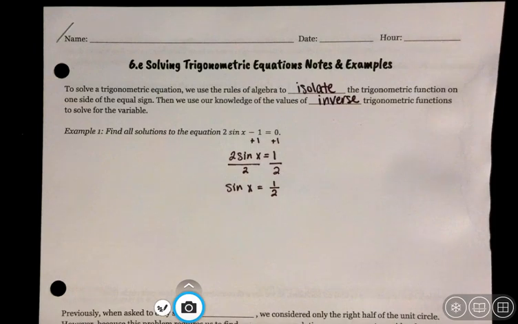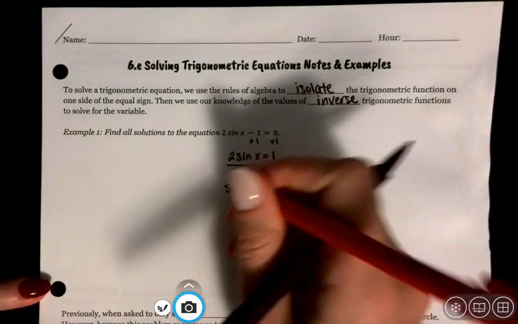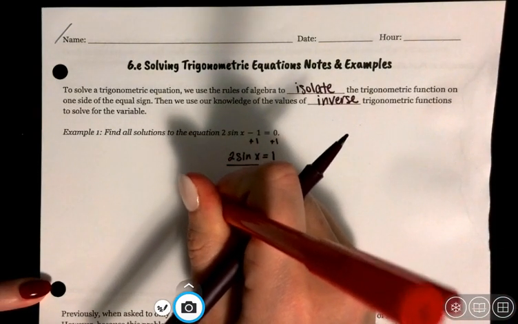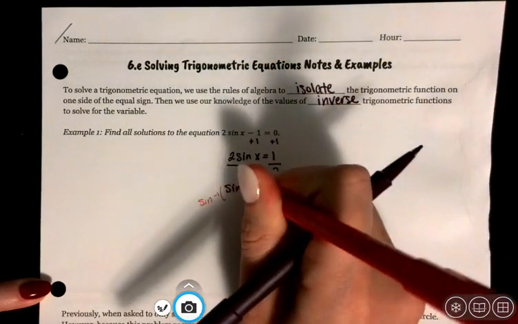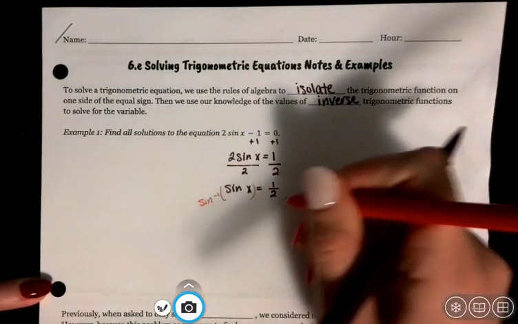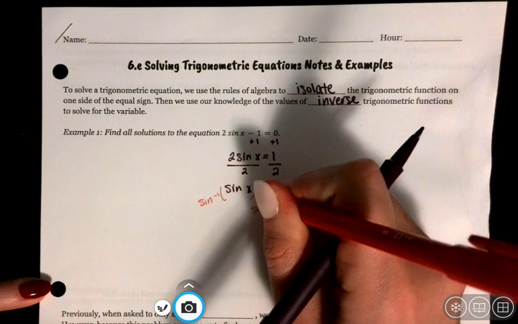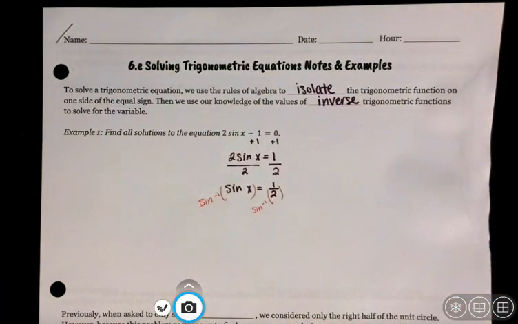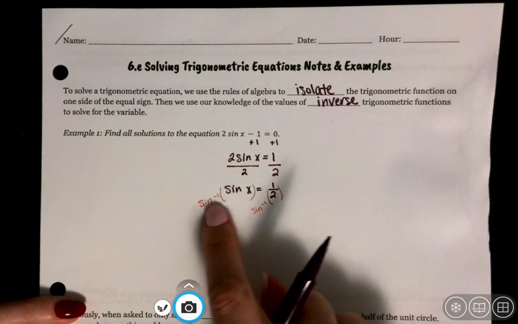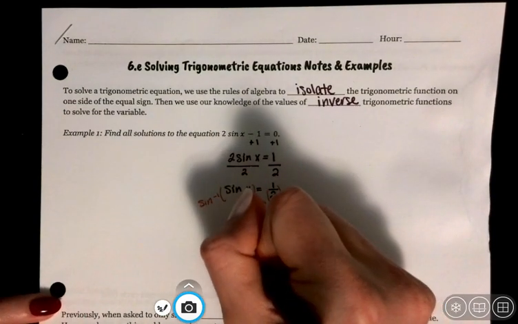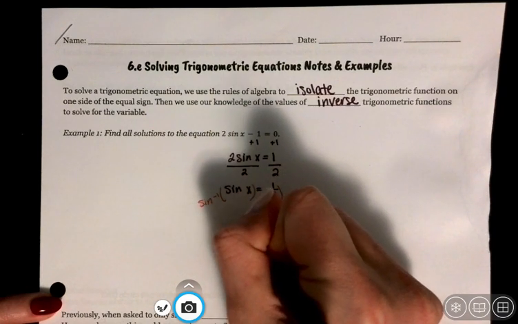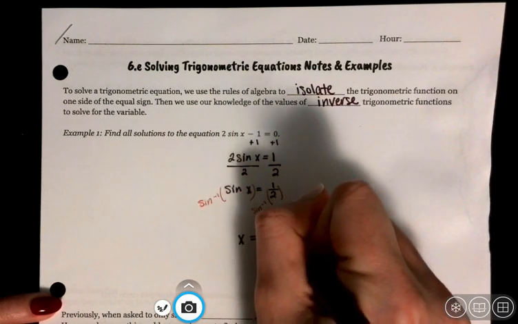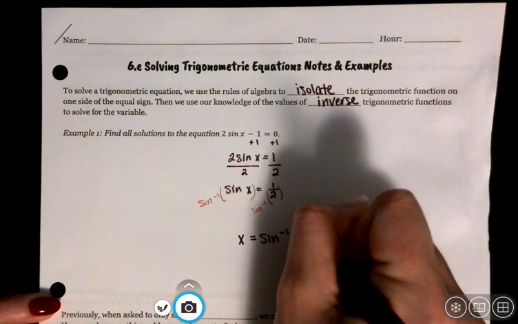Now what we can do to get rid of sine, we need to take the inverse, which is arcsine, of both sides of our equation. So arcsine of the left and arcsine of the right. What happens is arcsine and sine are inverses of each other, so they cancel out. So I'm left with x equals arcsine of 1/2.